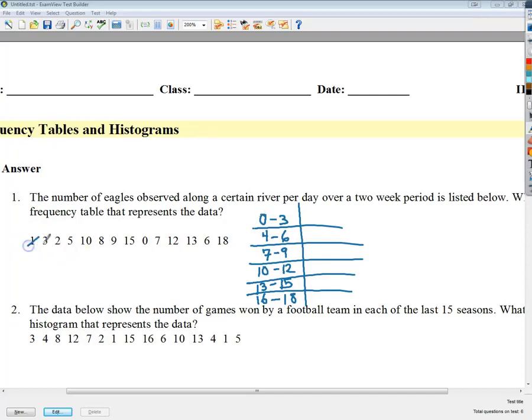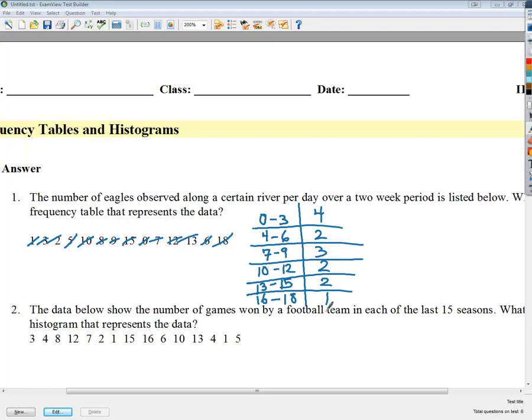So there's 1, 2, 3, 4 that fall in that group. 4 to 6, 1, 2. 7 to 9, 8, 9, 7, so there's 3 there. 10 to 12, I've got 1, 2 of those. 13 to 15, I've got 1, 2 of those. And 16 to 18, I've got 1. So that's my frequency table. It represents the data relatively well.